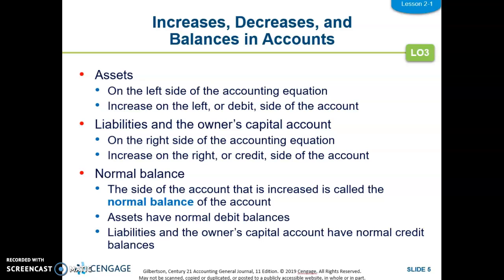Now, liabilities and owner's capital accounts are opposite. They increase on the right side, which means their normal balance is going to be a credit, and then they decrease with a debit. Liabilities and owner's capital account, those would be the ones that we have used so far.